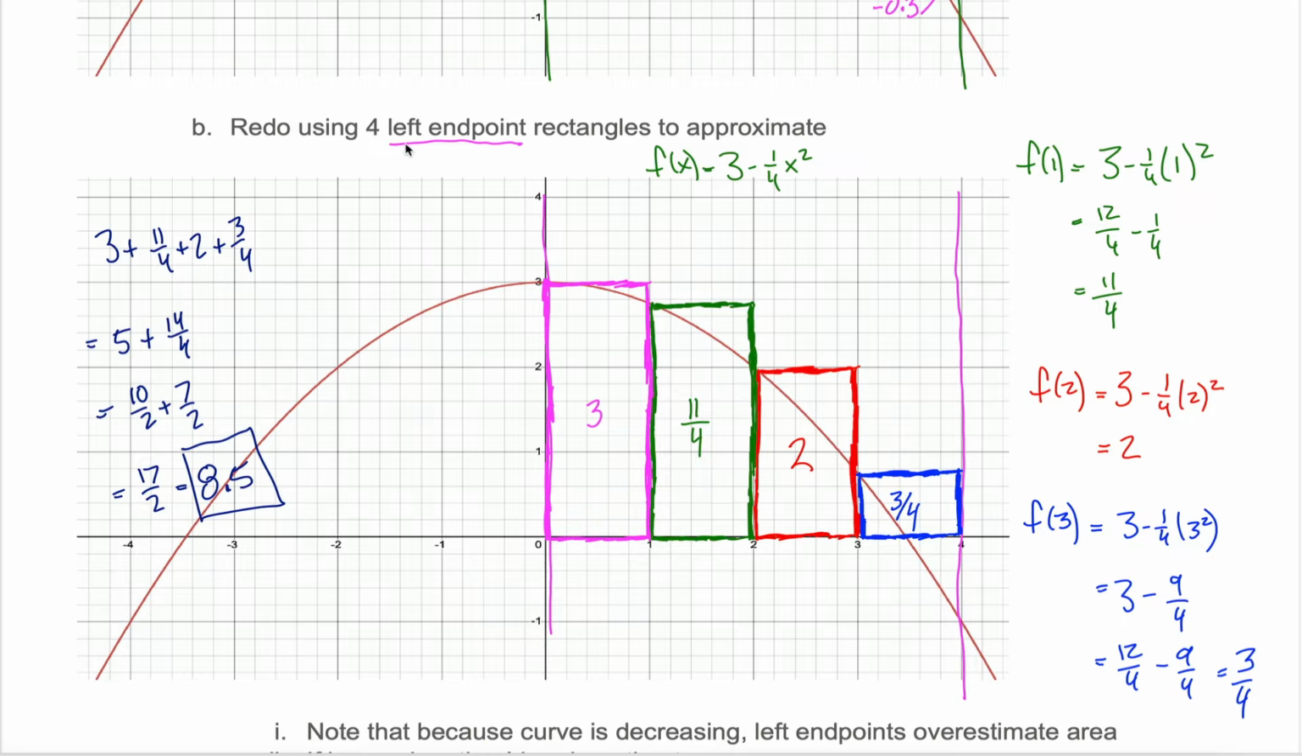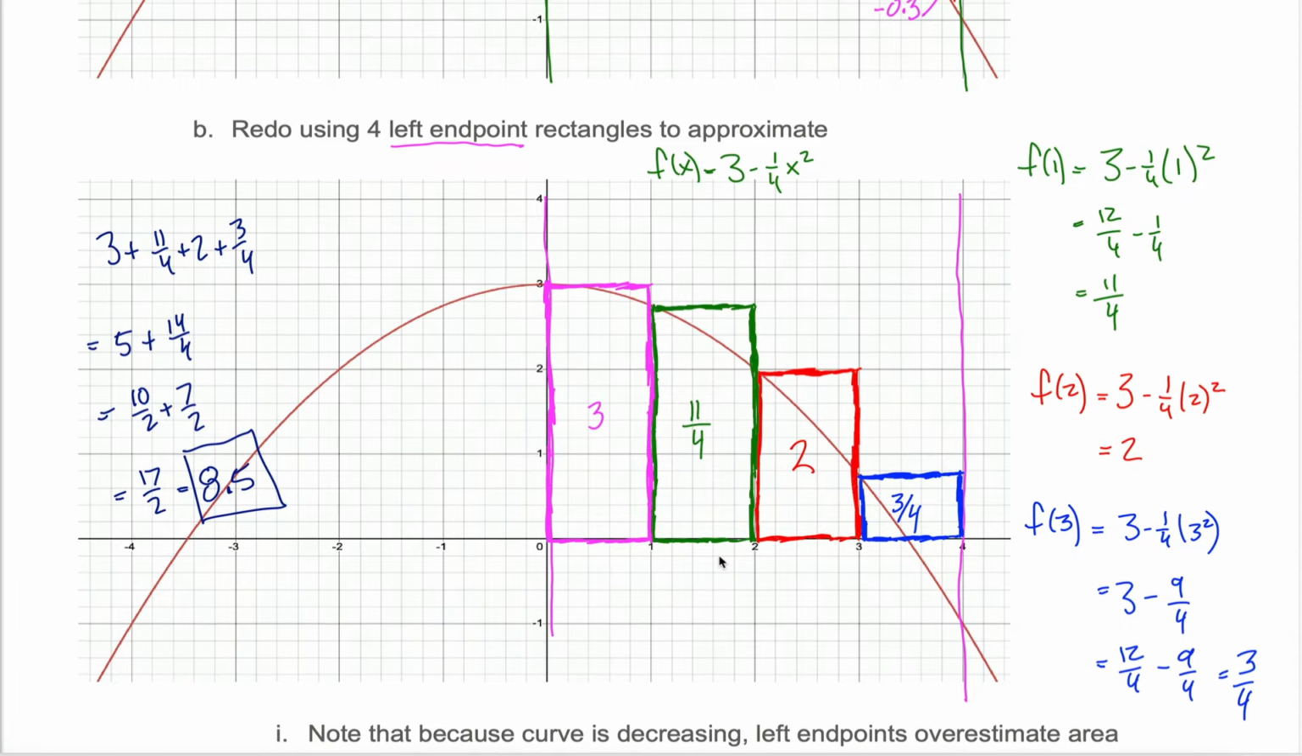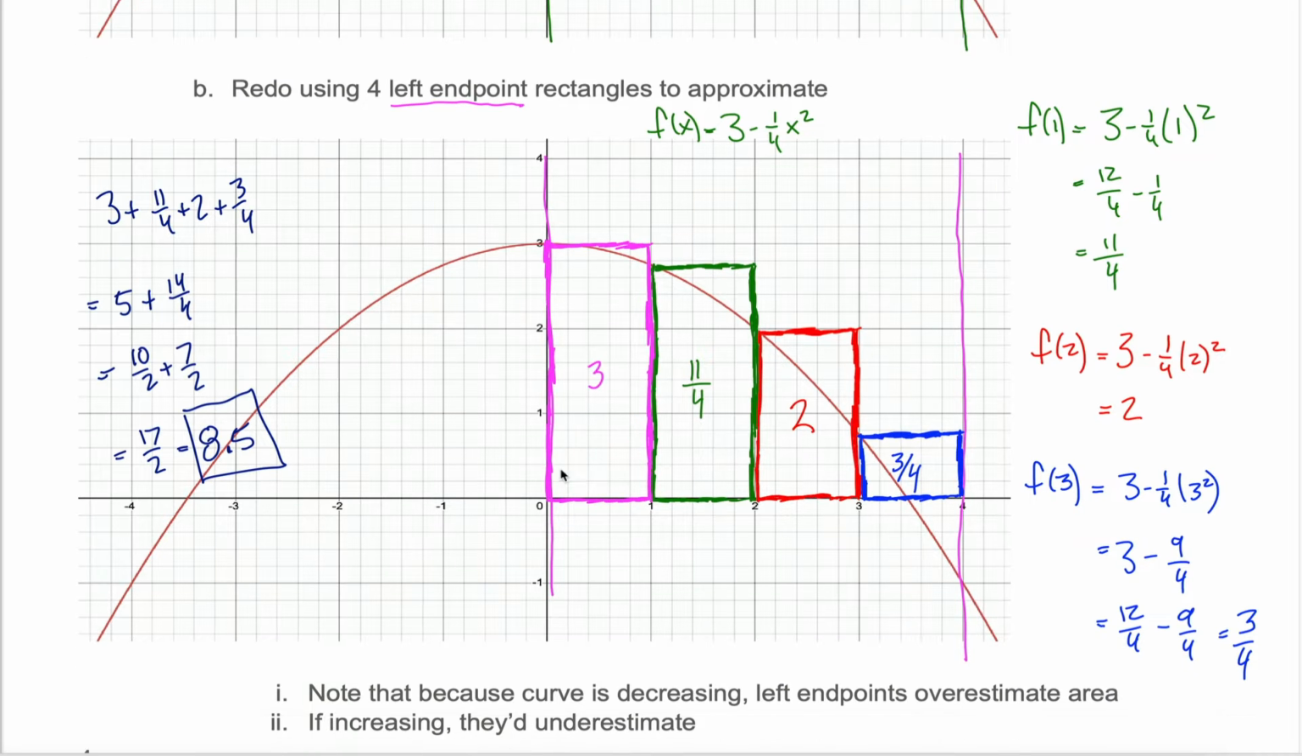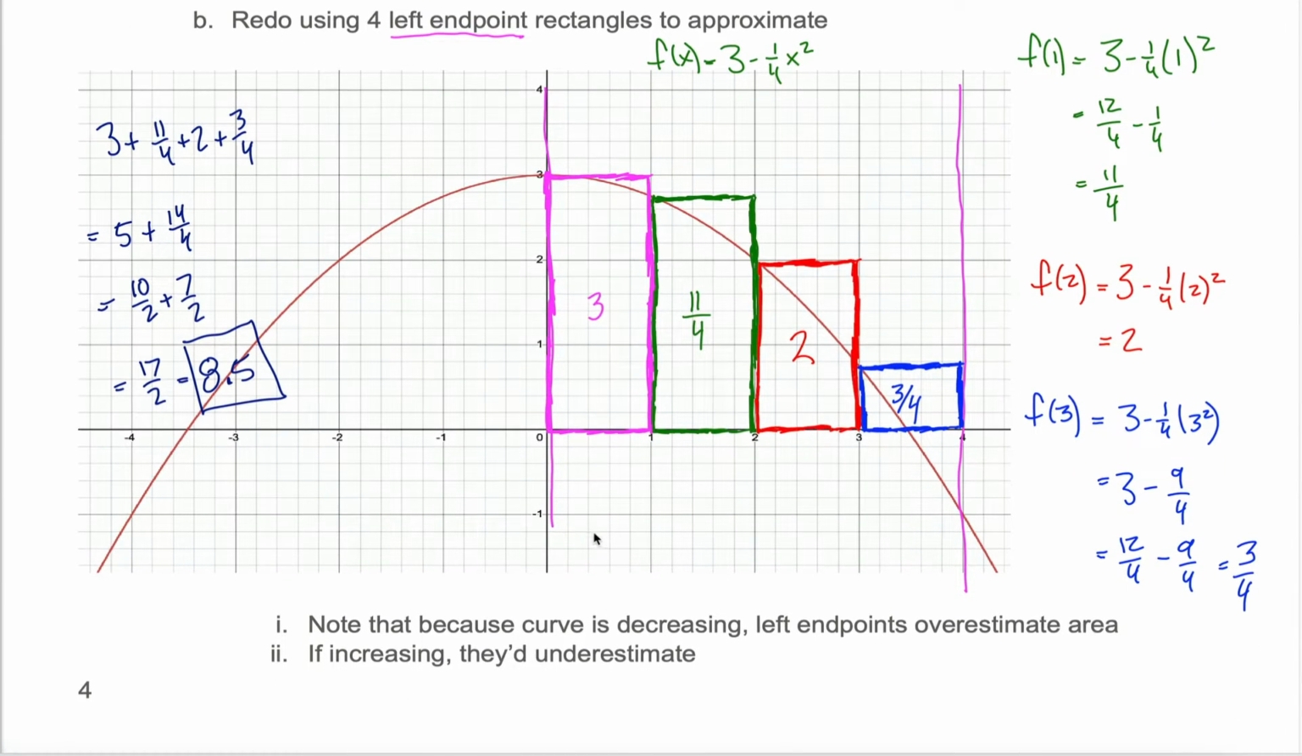Estimate the area using some number of rectangles. And those rectangles can be left endpoint rectangles like you see pictured here, or they can be right endpoint rectangles like we'll see in the next example. Before I move on to that next example, I want to make one comment.